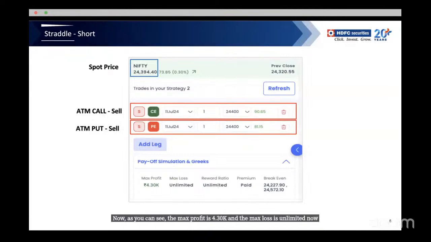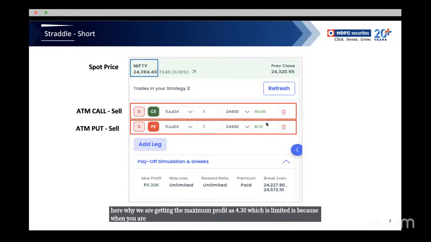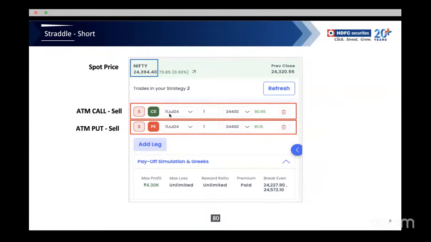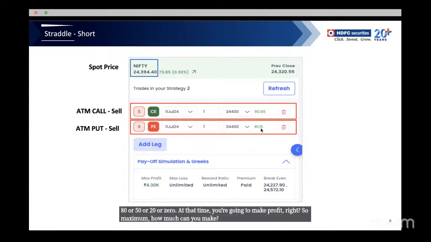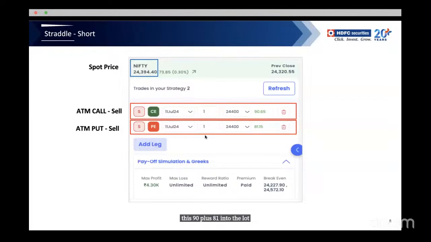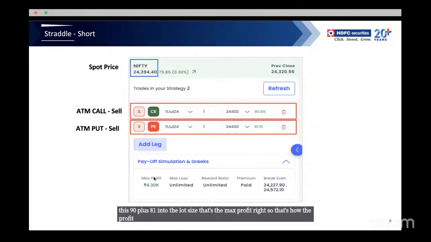Here, why are we getting the maximum profit as 4.30, which is limited? It is because when you are selling any options contracts, when are you going to make profit? Whenever these options get premium decay, right? If this 90 becomes 80 or 50 or 20 or 0, at that time you're going to make profit, right? So maximum, how much can you make? This 90 plus 81 into the lot size, that's the max profit, right? So that's how the profit in short strategies is limited.